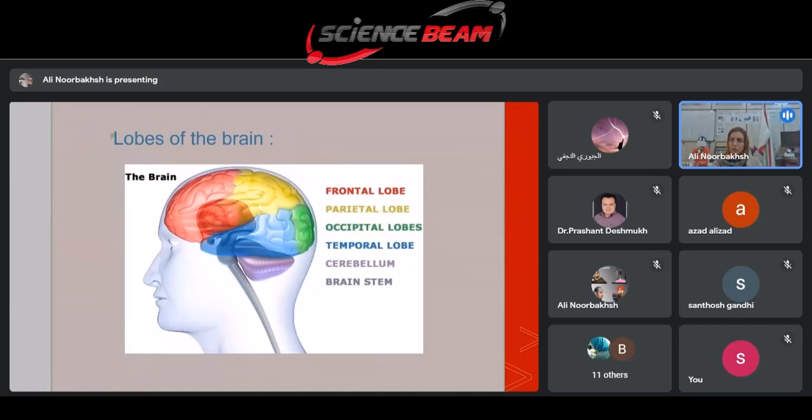You know about the lobes of the brain: frontal lobe, parietal lobe, occipital lobe. You can see the frontal lobe, parietal lobe, occipital lobe, and temporal lobe.